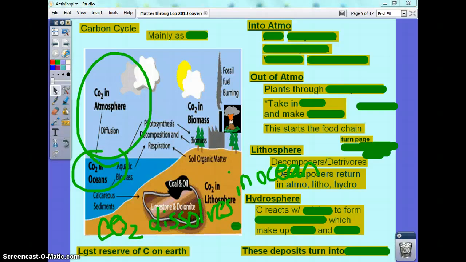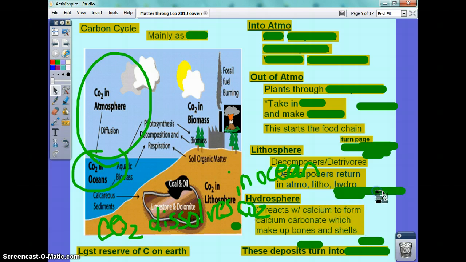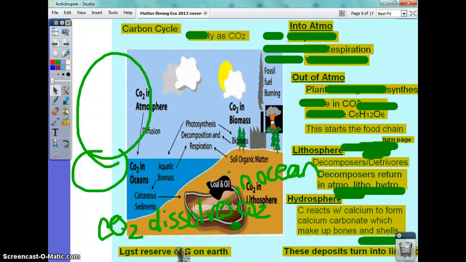So carbon dioxide dissolved in the water. When it dissolves, and C should really be CO2 because it's mainly CO2, so please add that. What's it going to react with? It's going to react with calcium to form calcium carbonate, which basically is going to form bones and shells. And then those deposits can turn into limestone. And this reserve of carbon is the largest on Earth because it's very difficult to break down.